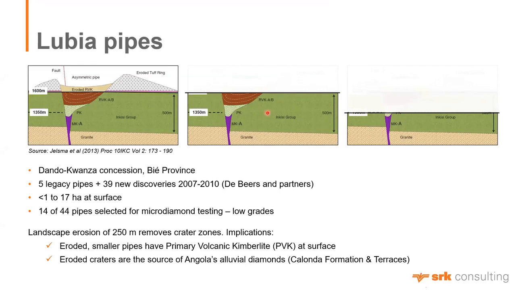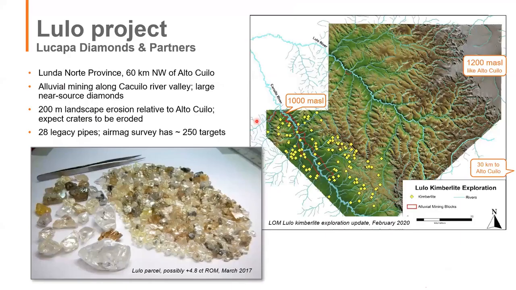Erosion has a very important role to play in deciding what you want to go exploring for. If you go for big kimberlites in Angola, you're very likely going to end up with a sand-filled crater problem. If you go for the smaller kimberlites, that sand-filled crater may well be eroded away. So let's see how that plays out in a different project in Angola.